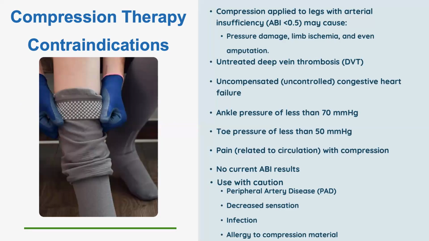So contraindications to compression therapy. So patients that have ABIs less than 0.5, as this can cause basically ulcerations in the distal part of the limb and the toes and the foot. Patients that have untreated acute DVTs, patients that have decompensated congestive heart failure, as this can essentially push all that fluid back into their heart and worsen their heart failure. Ankle pressure is less than 70 millimeters of mercury. Toe pressure is less than 50 millimeters of mercury.